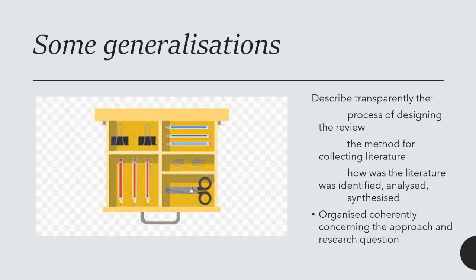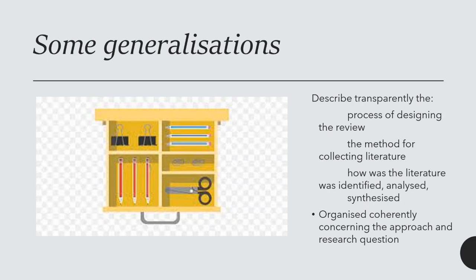So some generalizations. We need to be transparent. So like we've said since last night, we need to be transparent with the process of designing the review, the method for collecting the literature, how the literature was identified, analyzed, and very importantly, synthesized. Remember last night we said we synthesize to bring it together to a new whole. So we take eggs, we beat them, and then we have something new like our omelette or scrambled eggs.